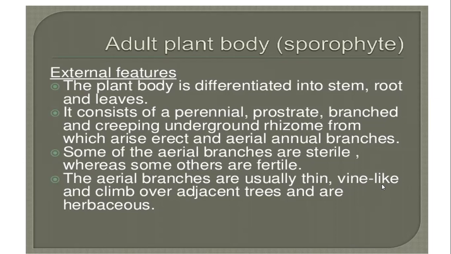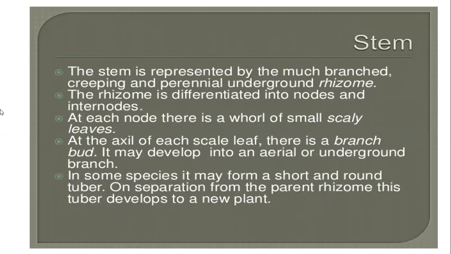That is, the stem is very weak. It will be climbing. It will need a support to climb. So that's why we're calling it vine-like. And they climb over the adjacent trees and it is herbaceous. Okay, right. Now the stem, it is represented by branched and creeping perennial underground rhizome.